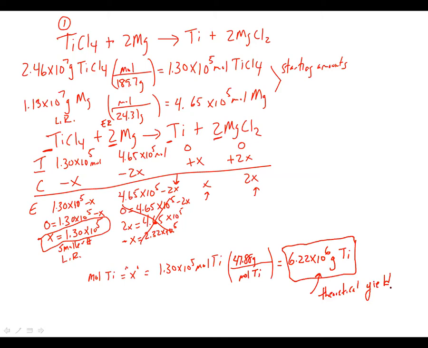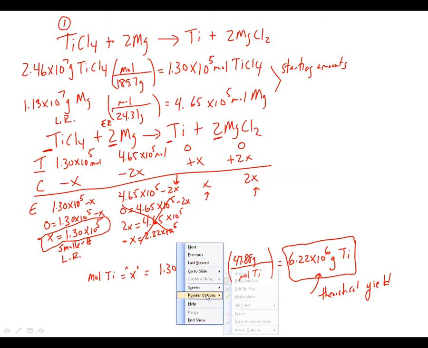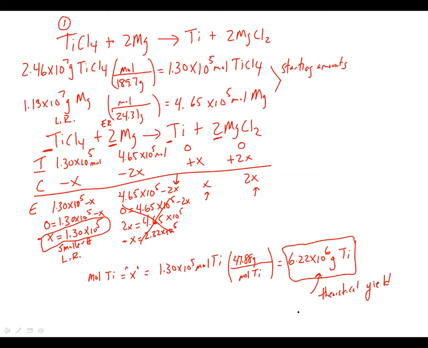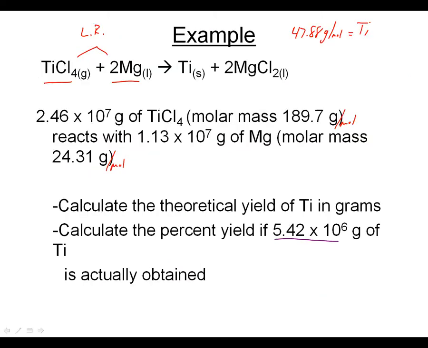It did want us to calculate, not necessarily just the theoretical yield, but the percent yield. And a reminder that the percent yield is the actual divided by the theoretical times 100%. And our actual yield is given to us in the problem. It's this guy down here that we underlined.